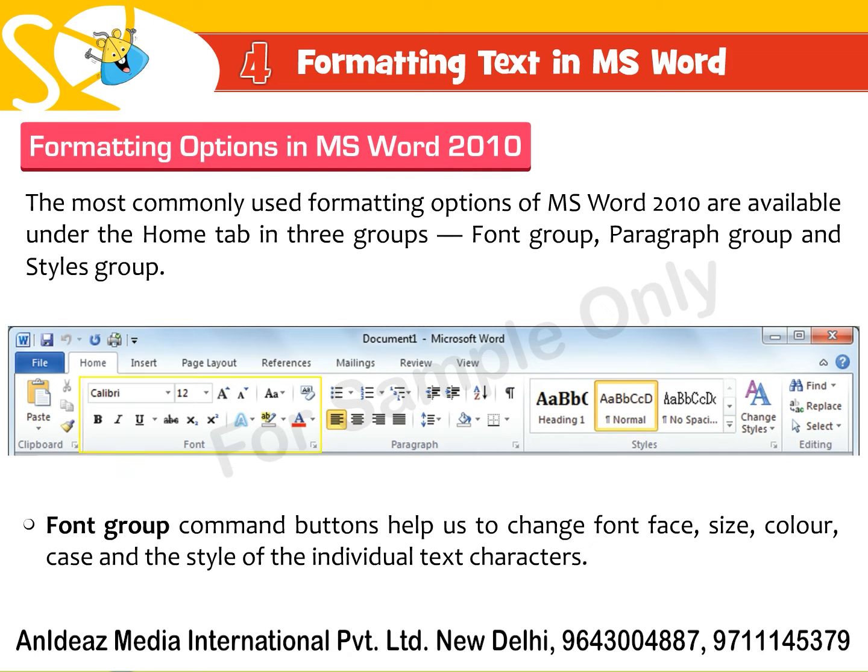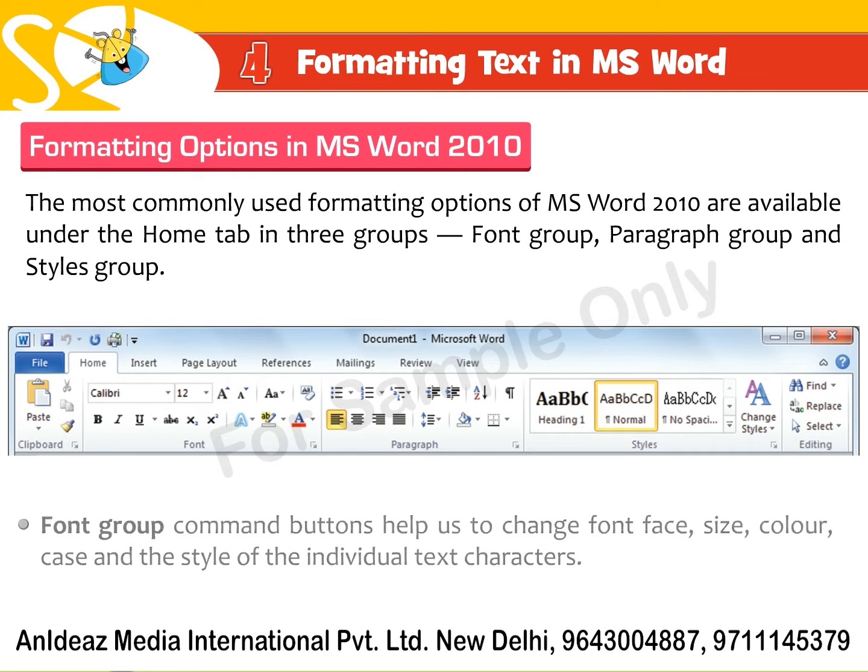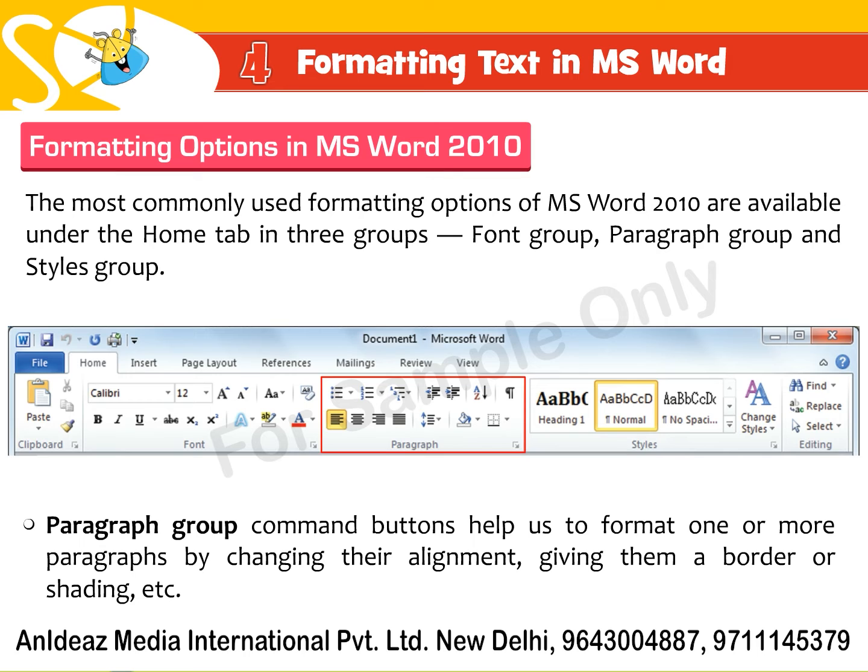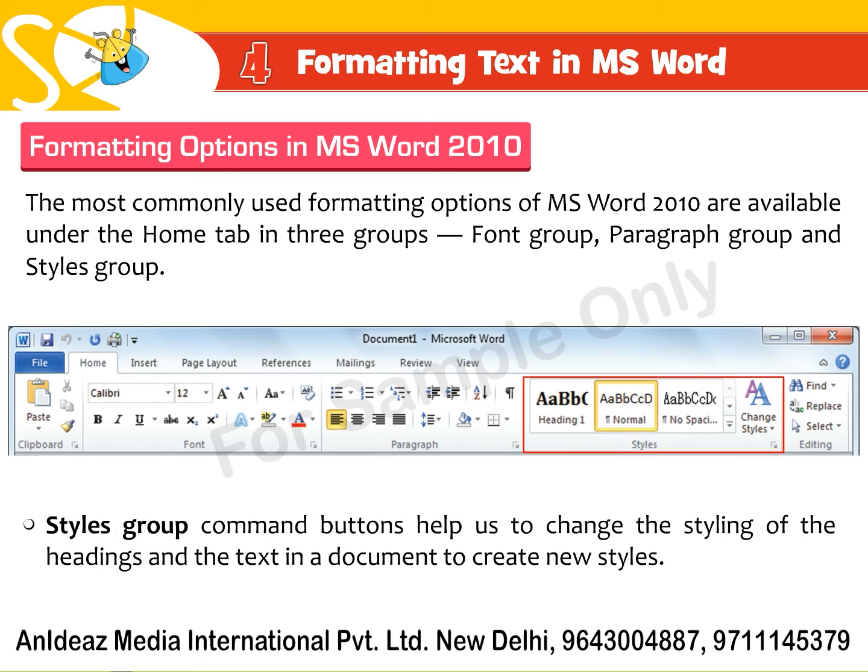Font Group command buttons help us to change font face, size, color, case, and the style of the individual text characters. Paragraph Group command buttons help us to format one or more paragraphs by changing their alignment, giving them a border or shading, etc. Styles Group command buttons help us to change the styling of the headings and the text in a document, or to create new styles.